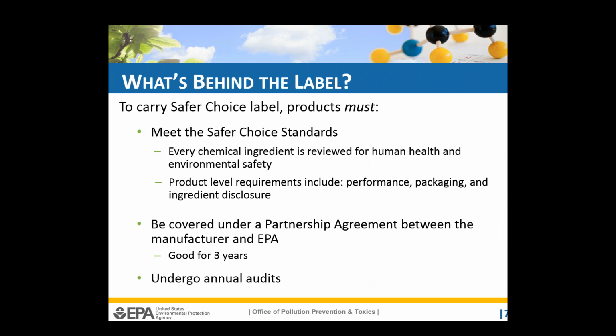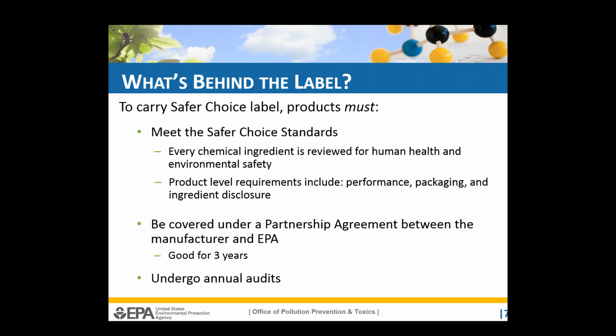Okay, so in order to carry the label, what kind of criteria does a product have to pass? Well, it has to meet our Safer Choice standards. There are two levels of criteria, is the way to think of it. The first is every ingredient in the product must meet our criteria for both human health and environmental safety. And then on top of that, we have product level requirements. I'll talk about those more in a little bit. They include things like performance, so does the product work? Packaging, what's in the bottle that the product is going into? And ingredient disclosure. Again, I'll talk about that a little bit later.